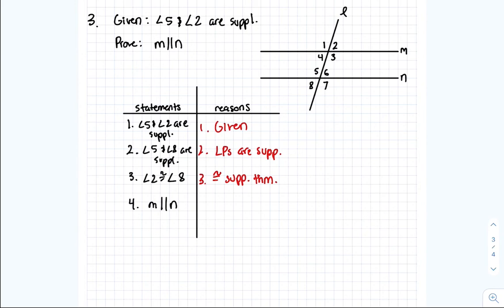Okay, now m and n are parallel because, well, take a look. 2 and 8 are congruent. We just proved that right there. What type of angles are 2 and 8? 2 and 8 are alternate exterior angles, and we just proved that alternate exterior angles are congruent. So then we can prove m and n are parallel because of the alternate exterior angles converse theorem.